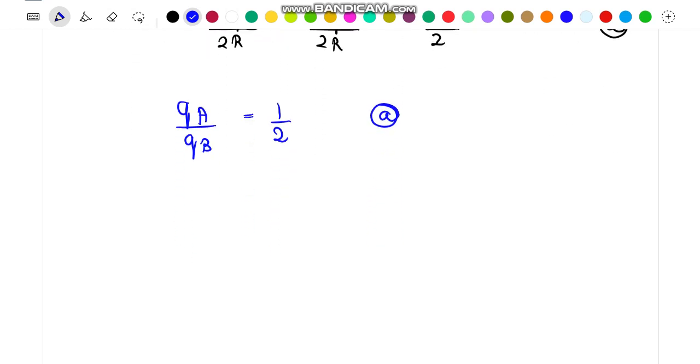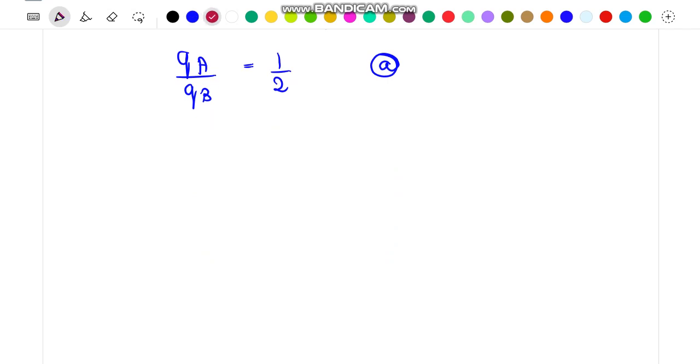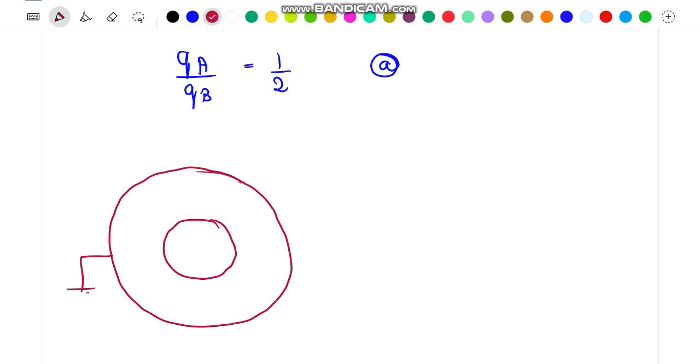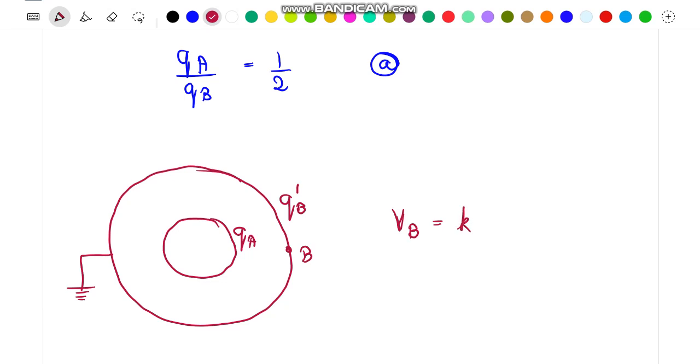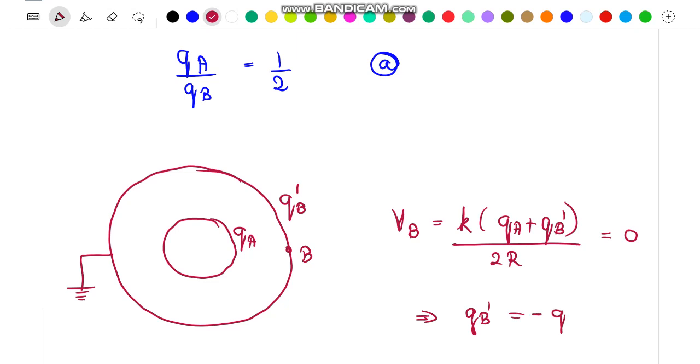Now further, after earthing, it is given that the outermost shell is connected to earth. So let us now connect the outermost shell to earth. There will be no change in the charge of the inner sphere since it is isolated. Now I am assuming the charge on the outer sphere is QB prime. So the potential of point B can now be written as k(QA plus QB prime) divided by 2R, which should be equal to 0. That is, QB prime should be equal to minus QA.